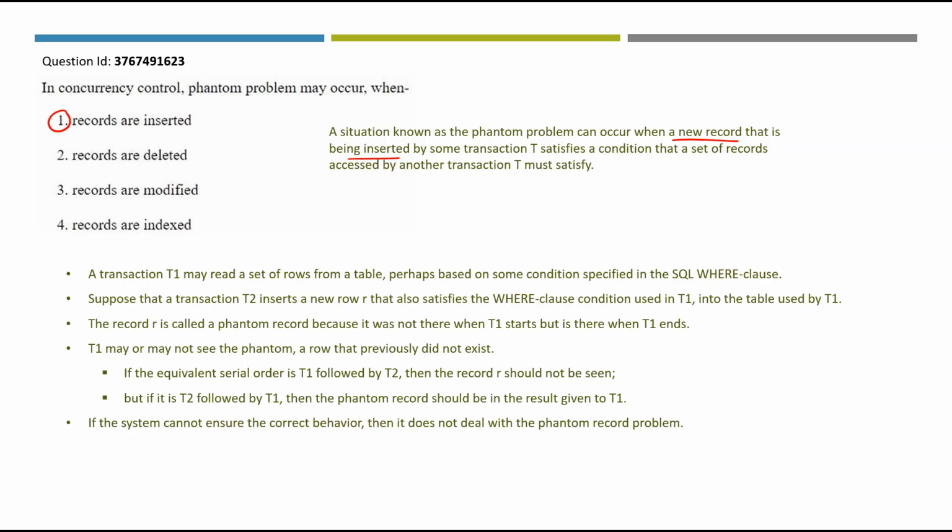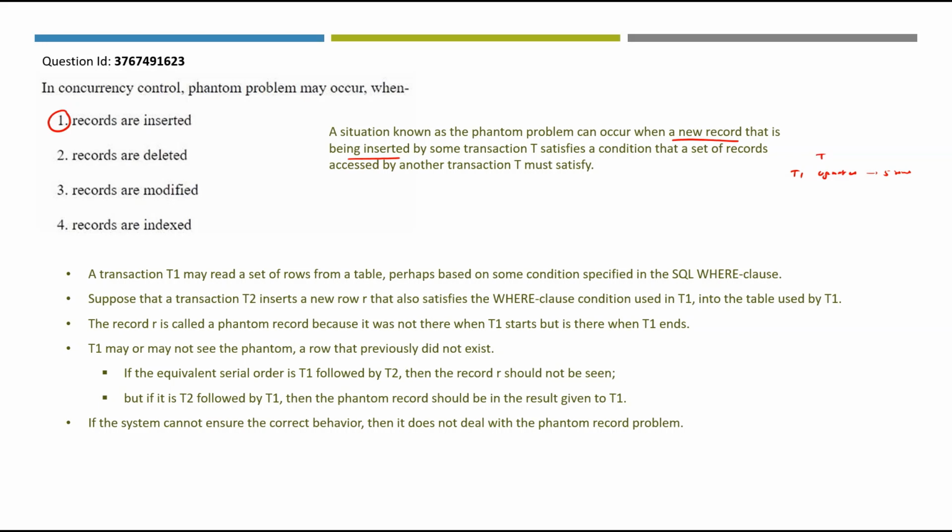So let's understand this phantom problem. A transaction T1 may read a set of rows from a table, perhaps based on some condition specified in the where clause. Just take for example, for those preparing for UGC NET computer science, we are going to retrieve a set of rows. Say for example we are retrieving 5 rows, and this is done by transaction 1. Suppose that a transaction T2 inserts a new row R that also satisfies the where clause condition used in T1 into the table used by T1.